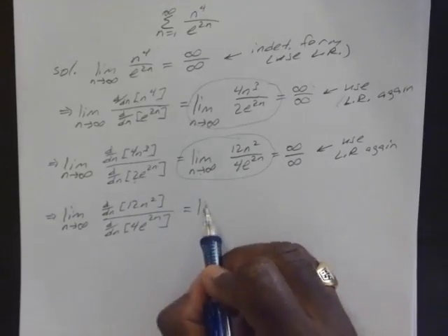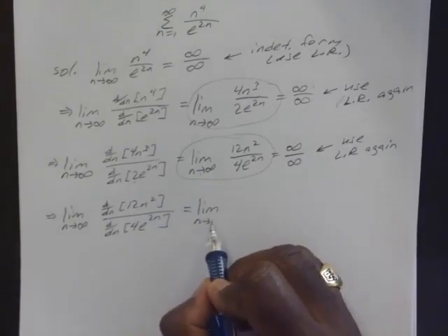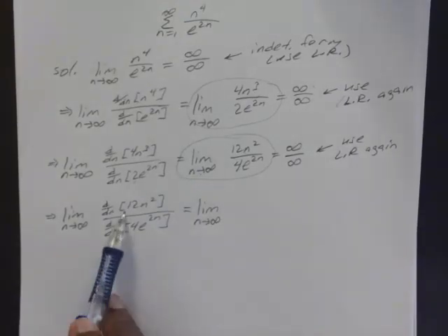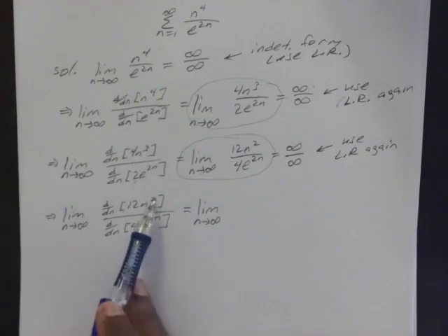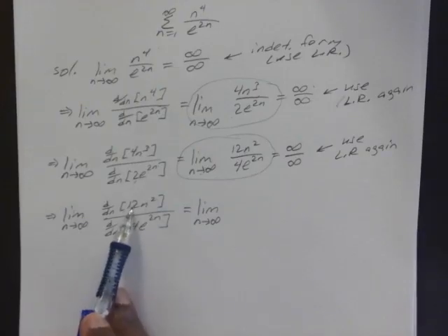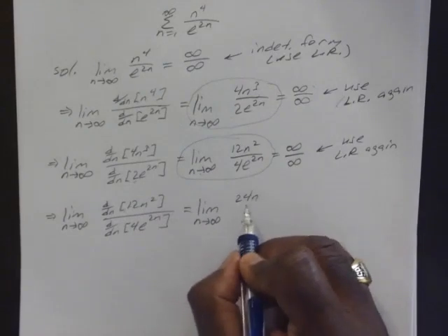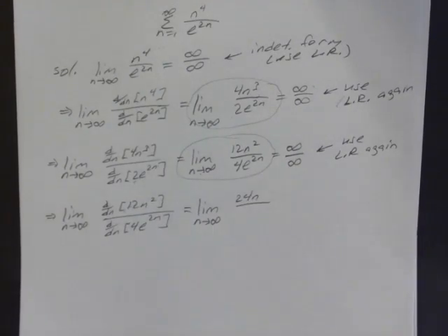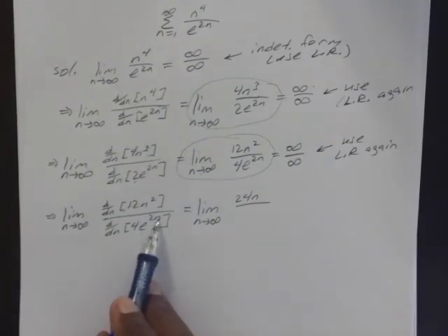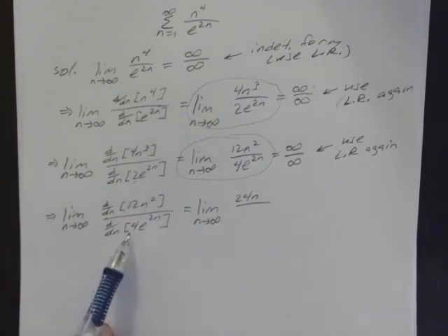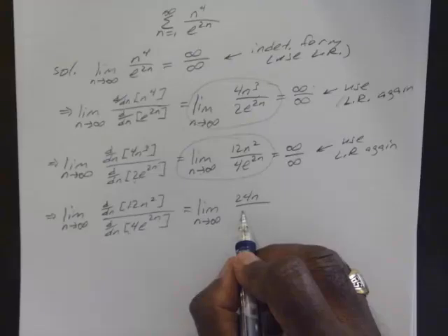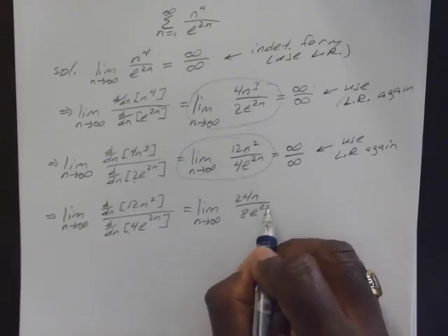Okay, so that's going to equal the limit as n approaches infinity. The derivative of 12n squared, bring down the 2, multiply it by the 12 that's already there. It gives us 24n divided by the derivative of e to the power of 2n, which is 2 times e to the power of 2n. Multiply it by the 4 that's already there. We have 8 times e to the power of 2n.